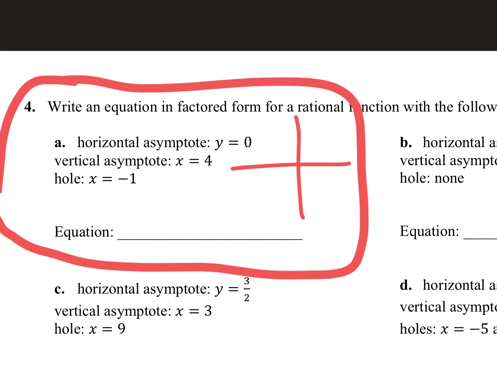It's got a horizontal asymptote at 0, so that's this kind. Horizontal is like the going across kind, like the horizon. There's an asymptote across there. And a vertical asymptote at 4. And a hole at -1. X equals -1. Well, let's do the hole last, like we said.